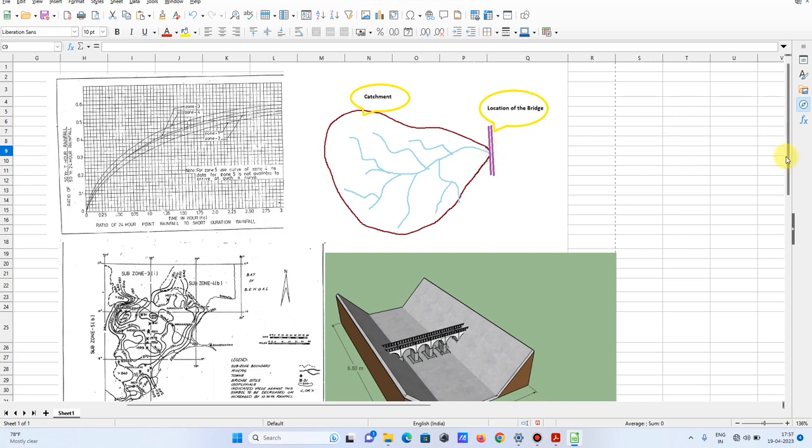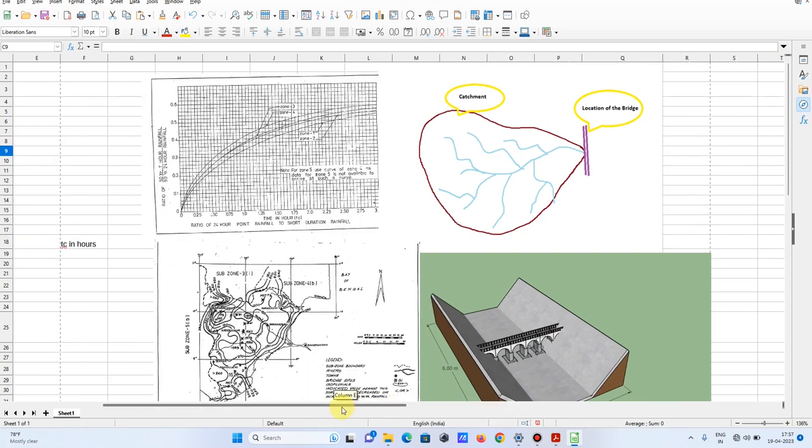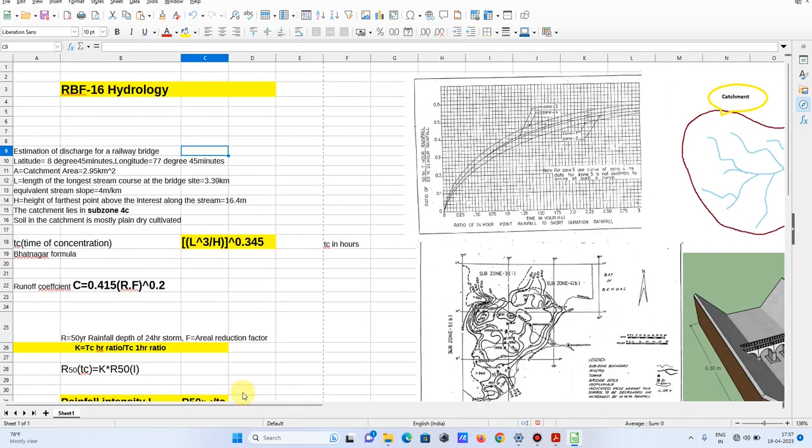Let's consider an example case to estimate the design discharge for a railway bridge. We know the latitude is 8 degrees 45 minutes, and the longitude is 77 degrees 45 minutes. We have the catchment area of 2.95 square kilometers, which is less than 25, so it comes in the scope of this RBF-16 hydrology method. And the length of the longest stream course at this bridge site is 3.39 kilometers.